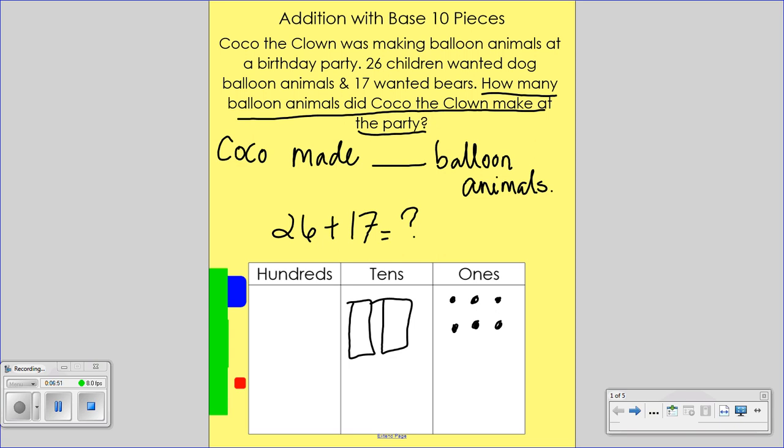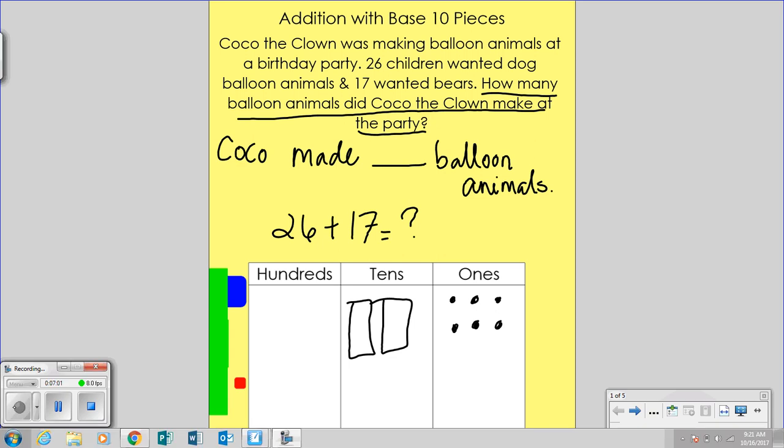In your notebook, I want you to draw base 10 pictures of what you have on your board. Underneath your answer sentence, please. From here, we're going to make our next number that we're adding to. What's the next number that we're adding to our 26 dog balloon animals? Parker?